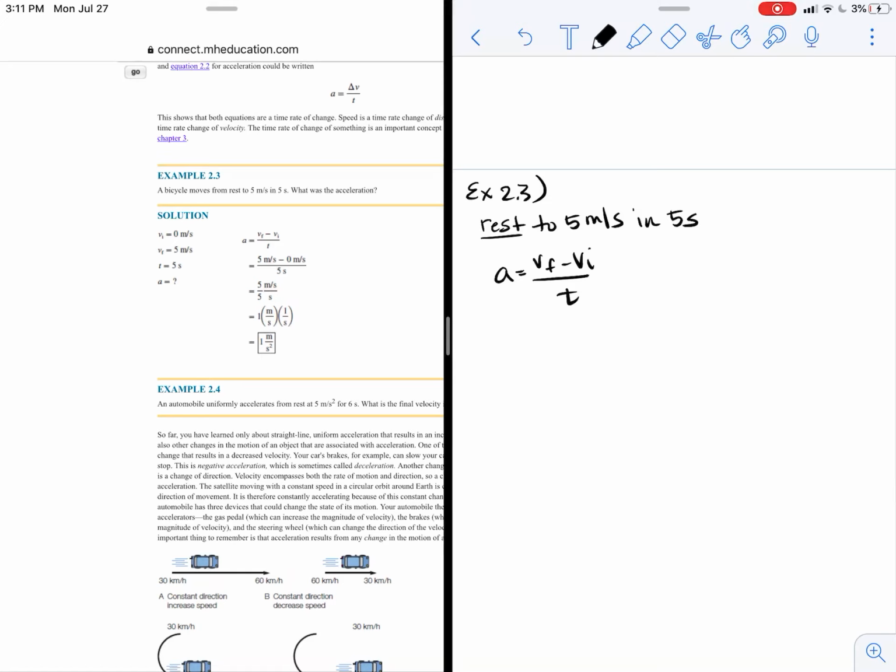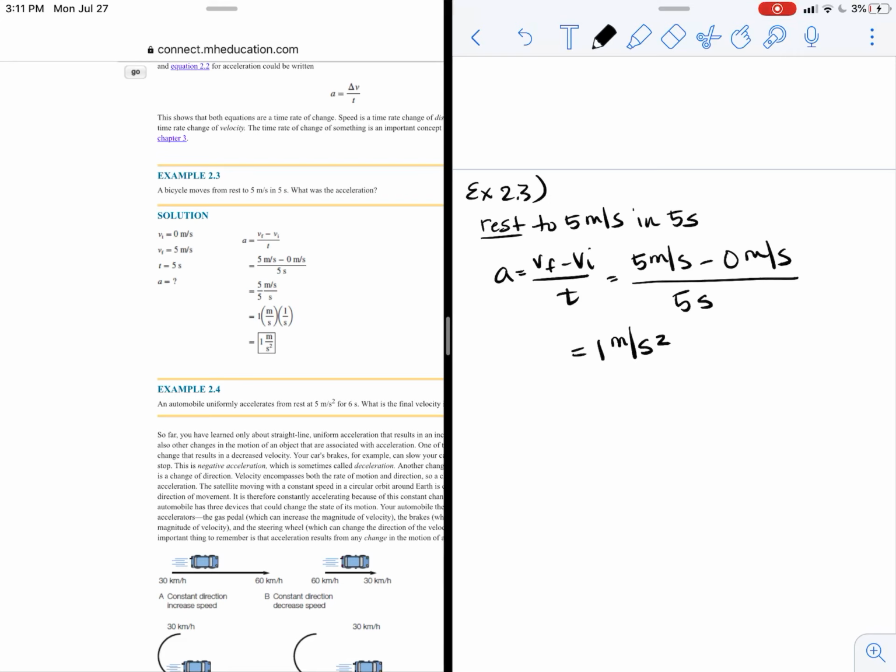So what's our final velocity in this situation? Well, it's the 5. What's our initial velocity? It says that it started at rest, so that means that this would be 0 meters per second. And our time is 5 seconds. So whenever we go to do this, we have 5 meters per second minus 0 divided by 5, which is just 1 meter per second, or you can say 1 meter per second squared.